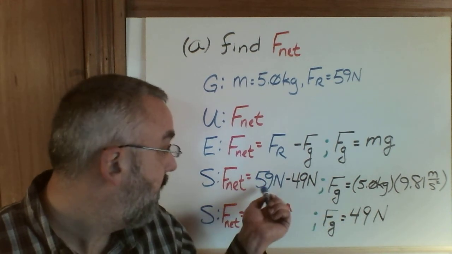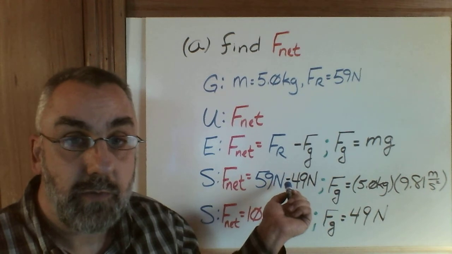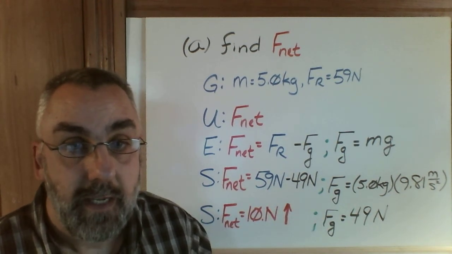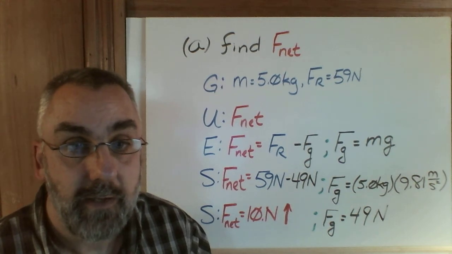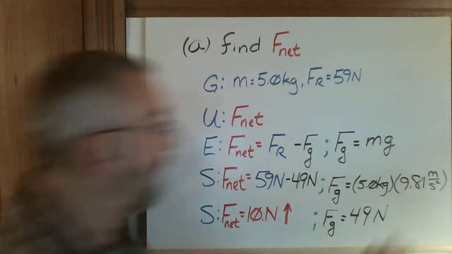The rocket engine provides 59 newtons of thrust in the upward direction. What we're going to do is we have vectors acting in opposite directions, so we are going to subtract those vectors, and of course 59 minus 49, we end up with 10 newtons as a net force, and that's in the upward direction.